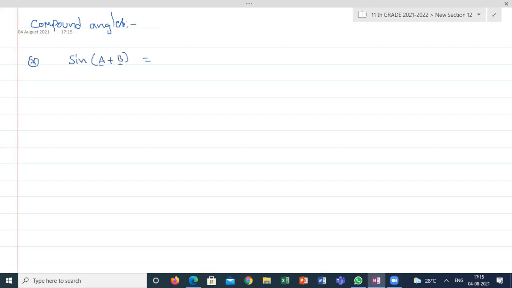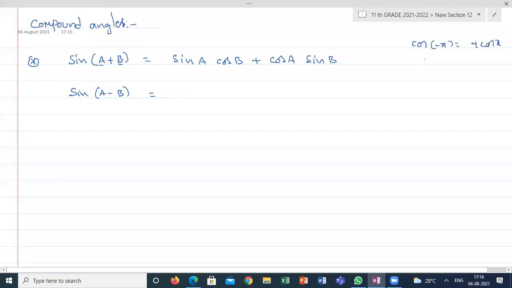Compound angle means the sum of two angles of a sine ratio, and how it can expand into individual angles. Sin A cos B plus cos A sin B. If I want to write sine of A minus B, wherever I have B, put minus B. We know cos of minus x is equal to plus cos x because it is an even function, and sine of minus x is equal to minus sin x. These two principles will be useful. Putting minus B instead of B, I get sin A cos B minus cos A sin B, since minus into plus is minus.